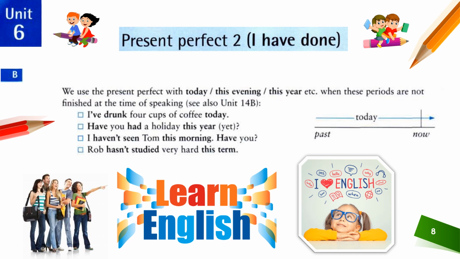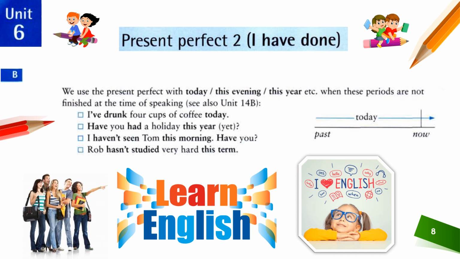Students, you see another one. We use the present perfect with today, this evening, this year, etc. when these periods are not finished at the time of speaking. Very important. Because when we think of today, we use simple present tense. When we think of this evening, we use simple present tense. When we think of this year, we use simple present tense. But here, what is very important? When these periods are not finished at the time of speaking. So if that is the case, then we can use present perfect tense. From past until now, that is today.